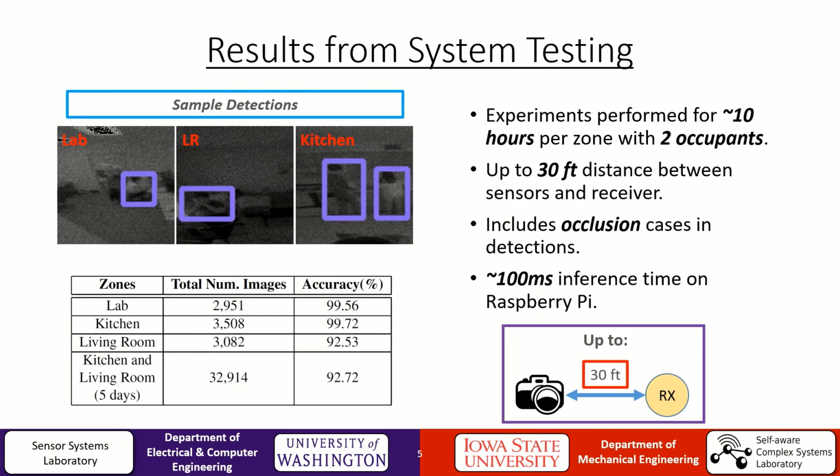The table on the left shows that in each location, the system collected up to around 3,000 images during the experiment, and we achieved more than 90% prediction accuracy for all the locations. In the last row of the table, we ran the experiment for up to 5 continuous days, and we collected up to 32,000 images, with a prediction accuracy of 92.72%.